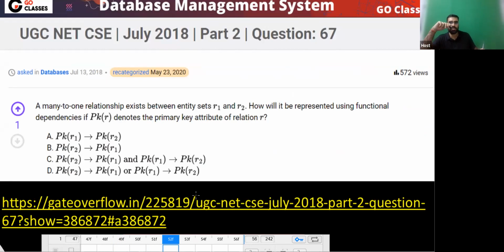Now you can see this question is taken from which resource? This is your UGC NET Computer Science July 2018 question. This is a nice question. This is copied from the course, but it is a nice question.